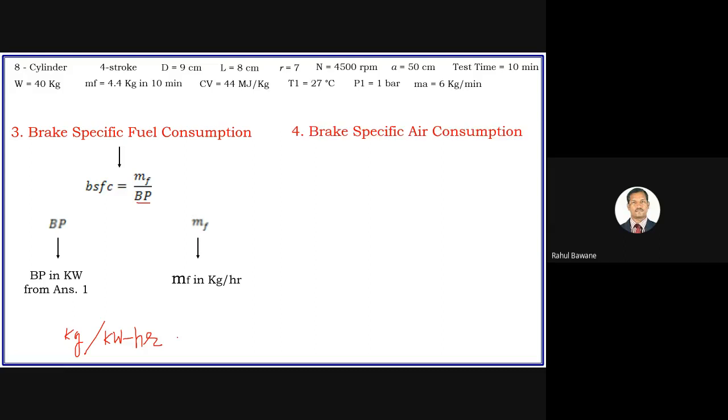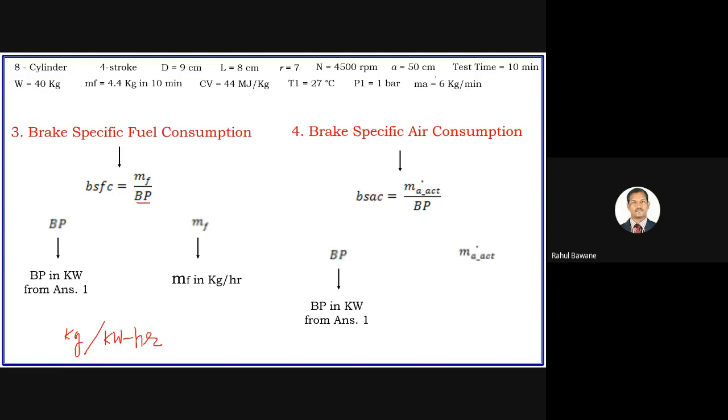Now, brake specific air consumption. This time it is asked for air consumption. So brake specific air consumption is the mass of air consumed divided by brake power. Again, a very standard unit is kg per kilowatt hour. Brake power is already calculated in the answer of 1.